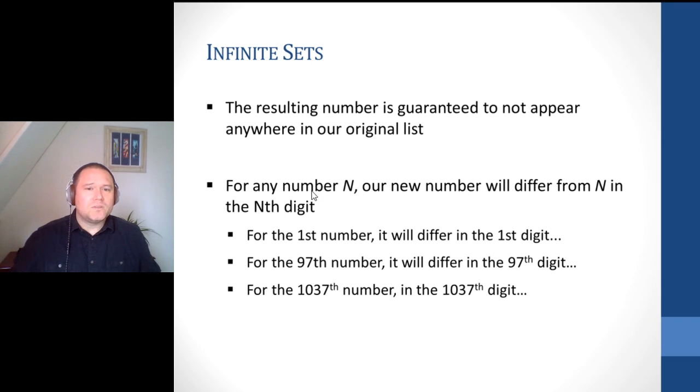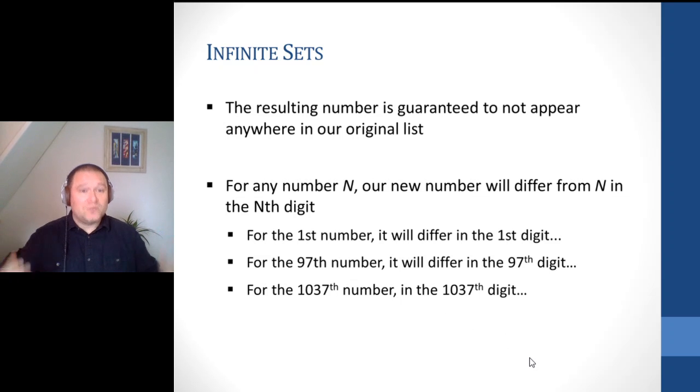Now, what this really means is that, again, for any of the randomly generated reals between 0 and 1 that we've assigned to some natural, the number we've generated is going to differ from that number in the digit corresponding to the natural we've assigned. So for the first number, it differs in the first digit. From the 97th number, it'll differ in the 97th digit. For the 1037th number, it will differ in the 1037th digit. Go on as far down the naturals as you want. Whatever number you pick, the new number we've generated is guaranteed to differ in the same corresponding digit.